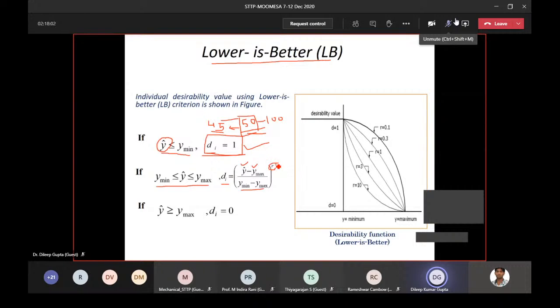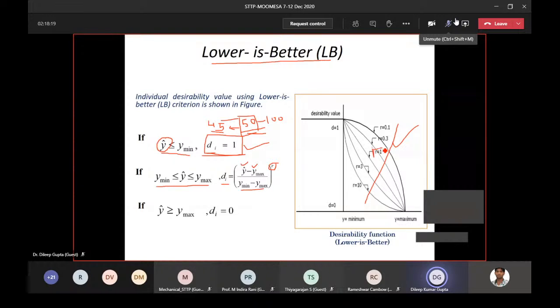Again, depending upon the value of r, the desirability curve will vary in this manner. And if nothing is mentioned, no idea about r, you can simply take r equal to 1, which will give the linear curve for simplicity.